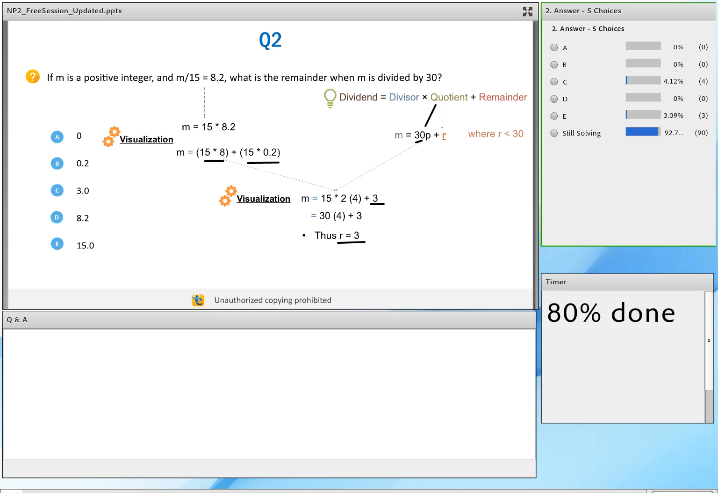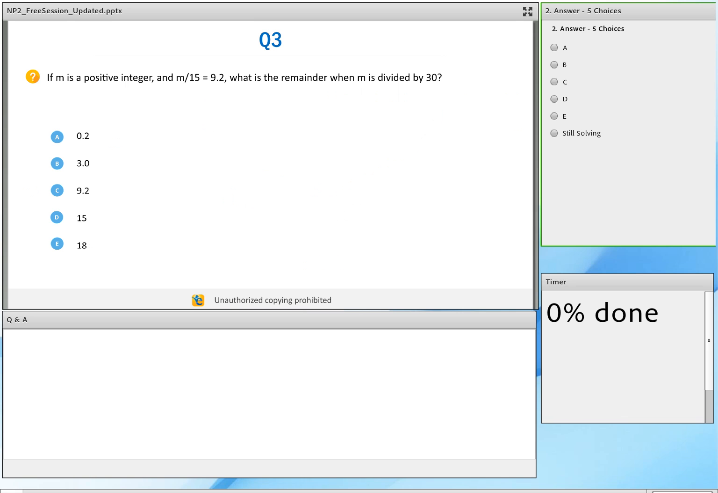100 people saying still solving. 5, 4, 3, 2, and 1. Let me end the poll. Here is your next question.